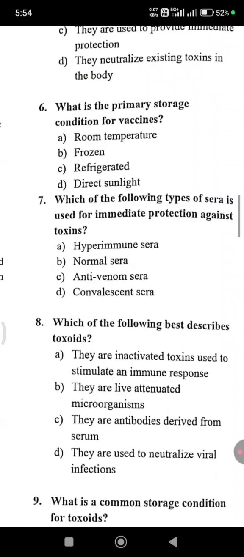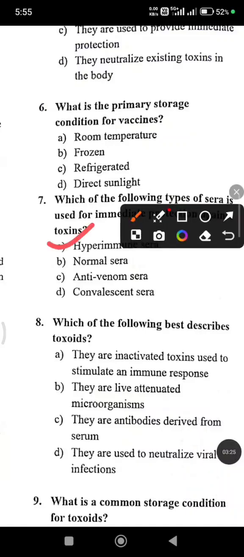Which of the following types of sera is used for immediate protection against toxins? That is option A, hyperimmune sera.